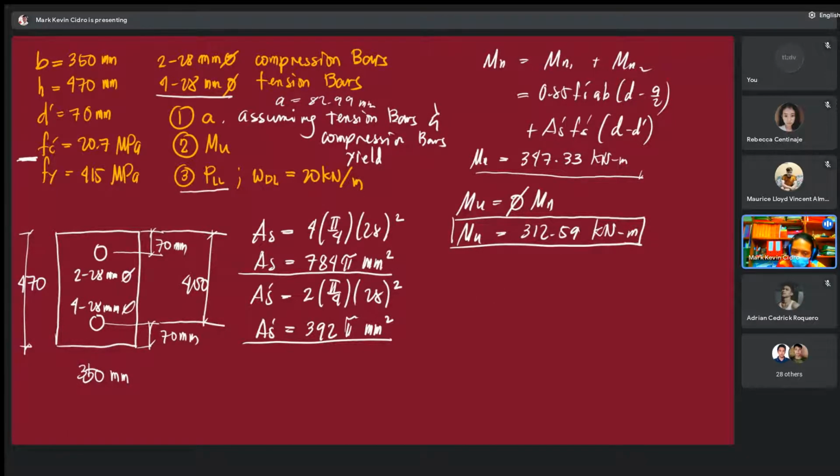And number 3, ang pinapakuha is the value of additional live load daw at the midspan. If its dead load is 20 kilonewton per meter, ano daw ang additional live load na pwede ibutang sa midspan? So simply supported beam. This is w, which is 20 kilonewton per meter.